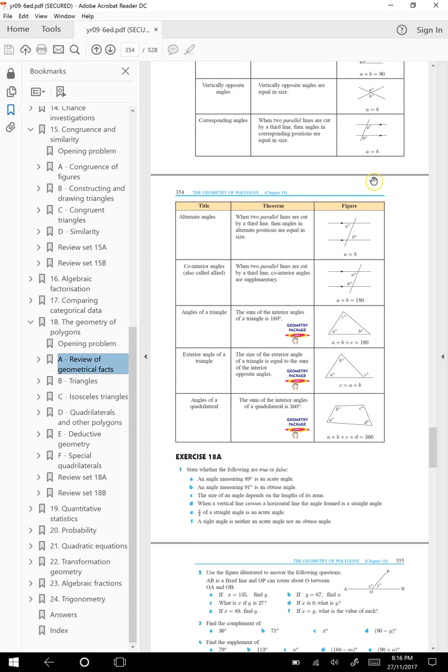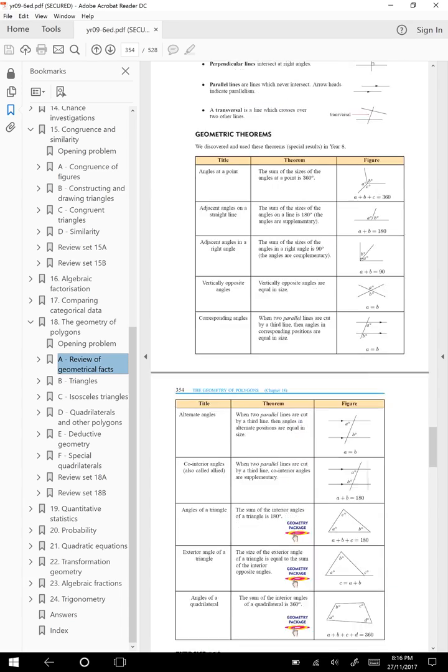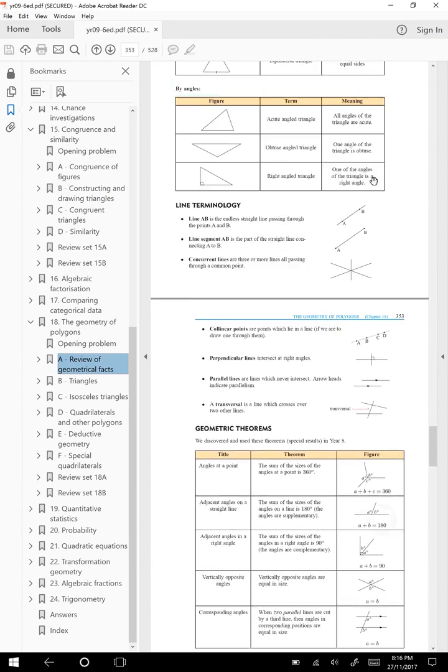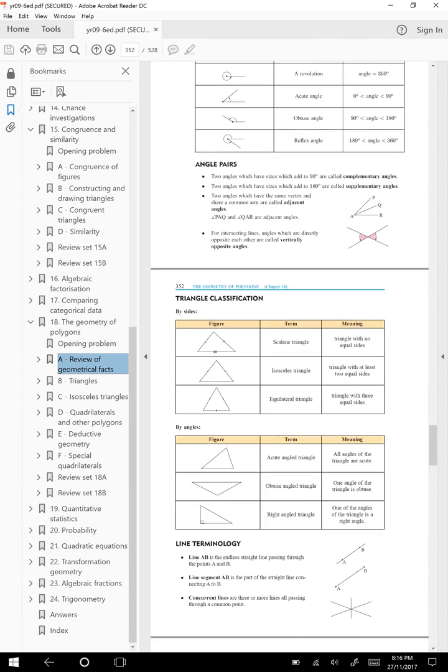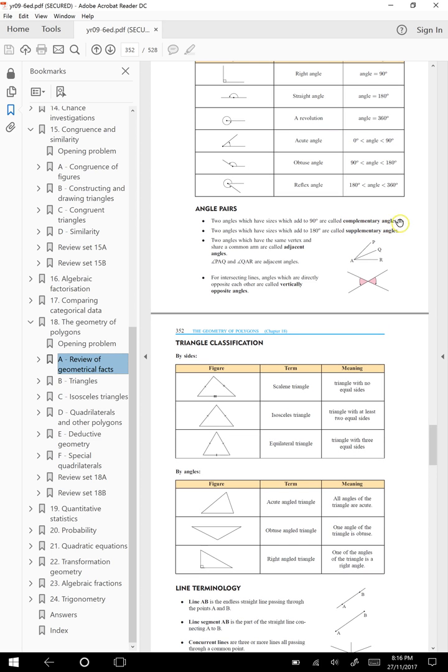So the first thing I would implore you to do, and I've asked you to do on DayMap, is please read your textbook and make some notes. A couple of things: do you remember what complementary angles mean? They add up to 90 degrees. Angles that add up to 180 are supplementary, and so on. So remind yourself of these properties.